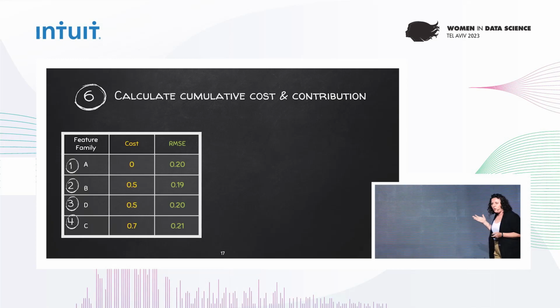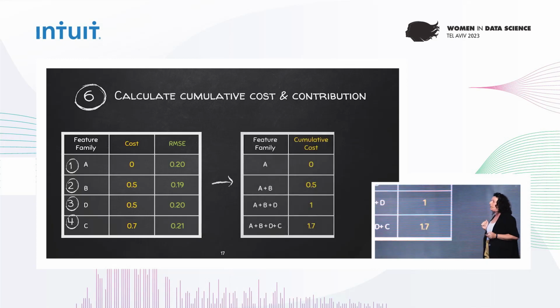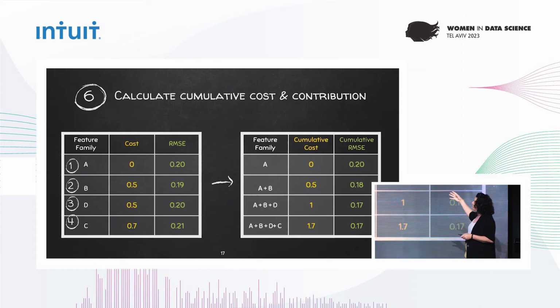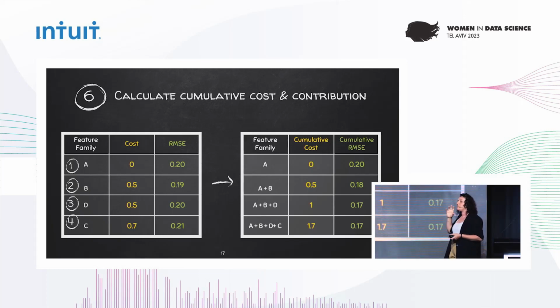But I showed you cumulative, right? So now we are going to calculate the cumulative cost and contribution. Let's start with the cumulative cost. Cumulative cost is actually easy. Adding each feature family is going to add the cost of each feature family. And cumulative contribution is taking all features, for example, from A and B, retraining and calculating the RMSE. This is why we're talking about feature families and not each feature by itself.